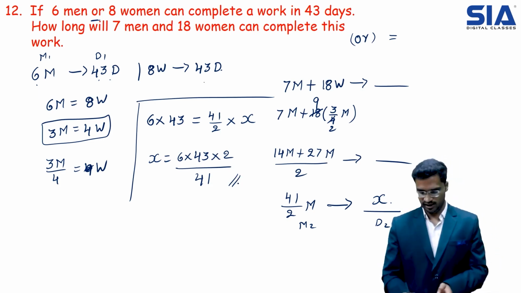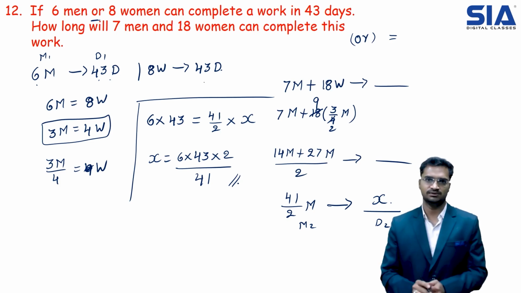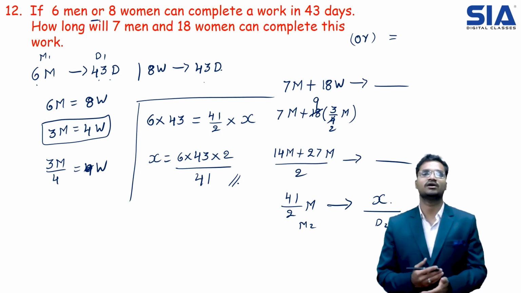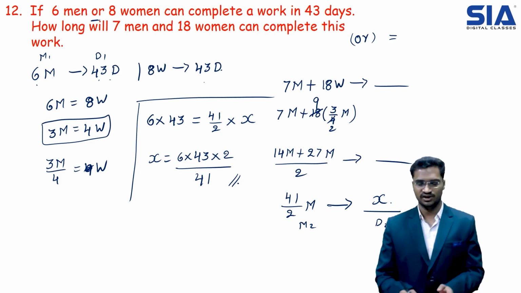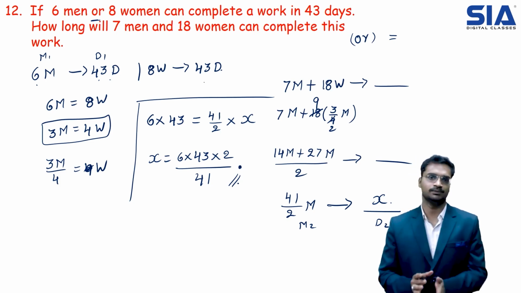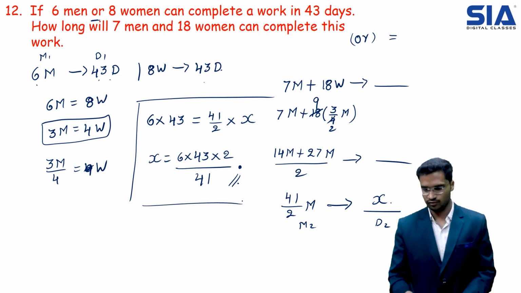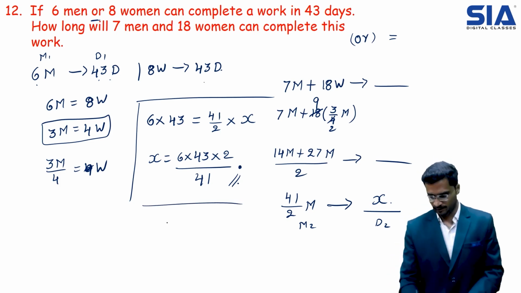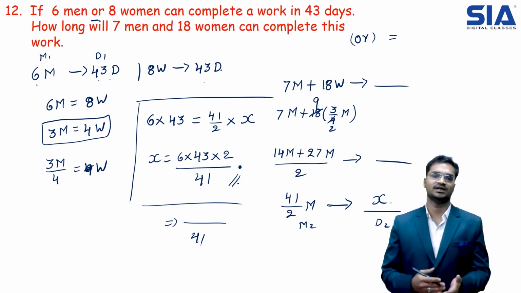Okay. Now in this question, the calculation is a little bit tricky. So in our ICET exam, there will not be questions like this. There will be some simpler questions. Okay. No need to worry about it. Or you can simply multiply all of these values and divide it by 41. You will be getting the days option.